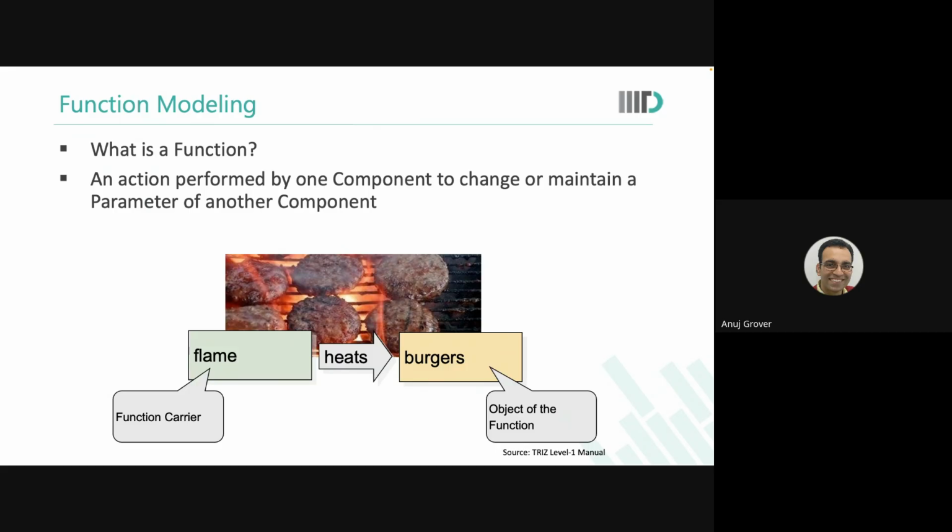Flame is called the function carrier because it is the doer. Burgers are the object because their parameters have been modified or maintained. Clear? I'm trying to use as simple English as possible, but this is a different language. So you need to be careful, alert.